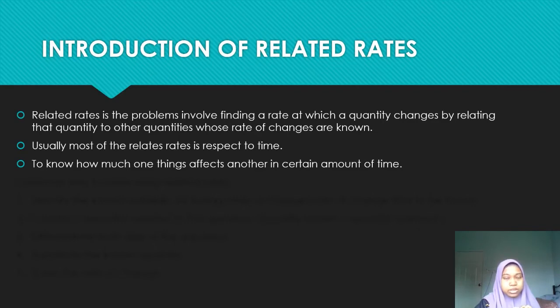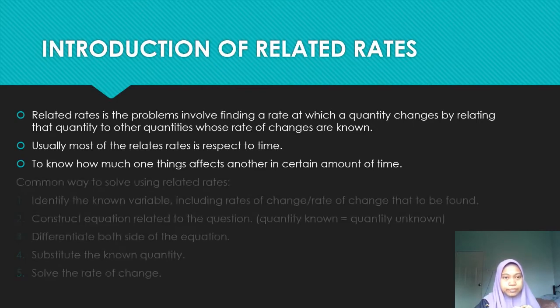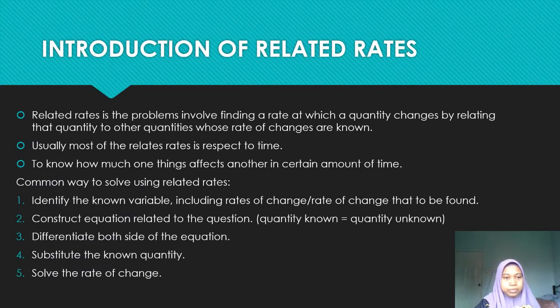Usually, most related rates are with respect to time, which is dV over dt, dA over dt, or dr over dt. We want to know how much one thing affects another in a certain amount of time. So that is a common way to solve using related rates.